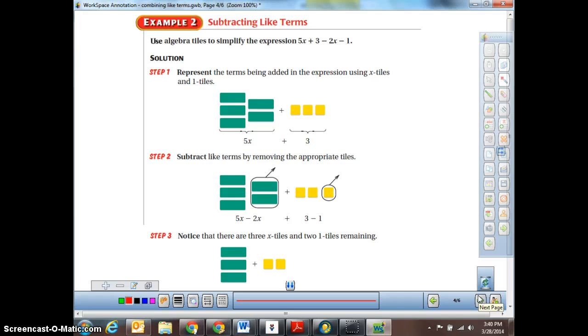We can do the same thing with subtraction. It's just a little bit different. Here I have 5x plus 3 minus 2x minus 1. So I have my 5x's and I have my 3. And then I need to take away, instead of adding more, I need to take them away.